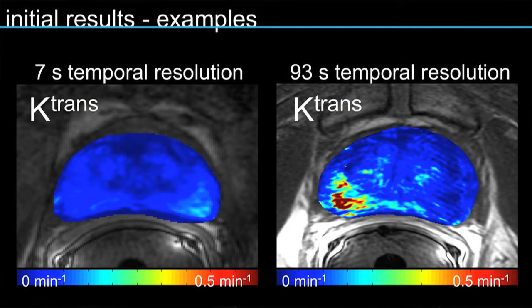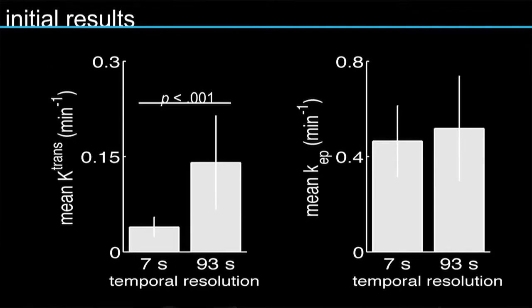So jumping right into the results, these were some initial K-trans maps we calculated using this new reference region model. If you recall, our hypothesis was that K-trans values should be similar between our two patient cohorts. But if you look at the 7-second case, it looks like the K-trans values are actually much lower. And if we look at the average values across all patients in our study, you can see that this is in fact the case. At 7-second temporal resolution, we're measuring much lower K-trans, by a factor of between 3 and 4, than at 93-second temporal resolution.